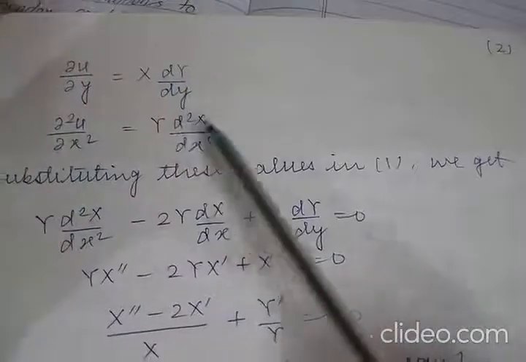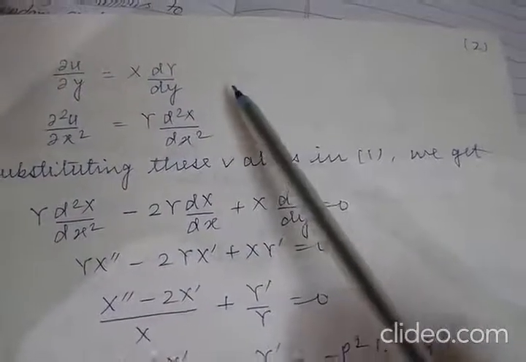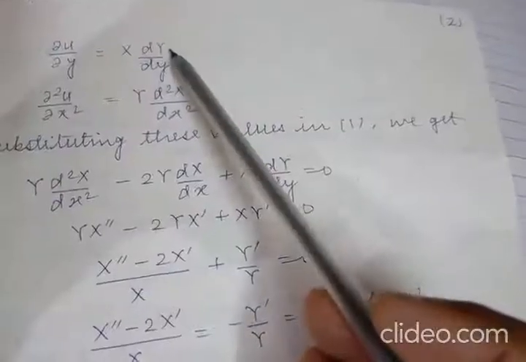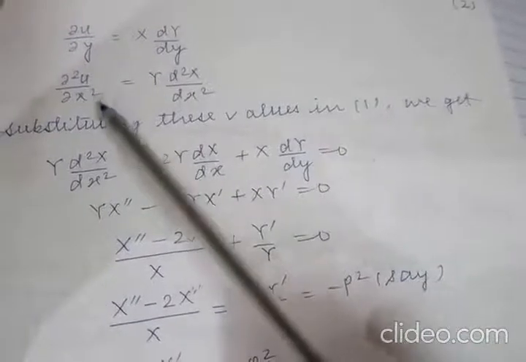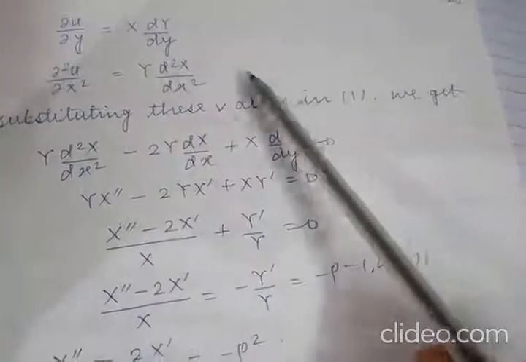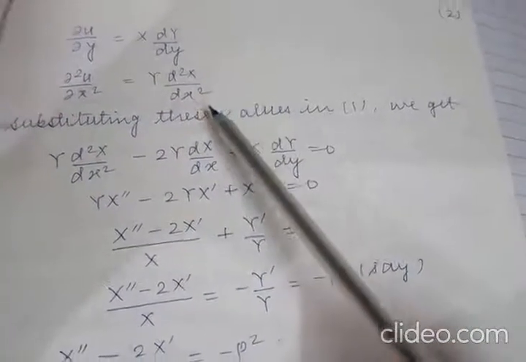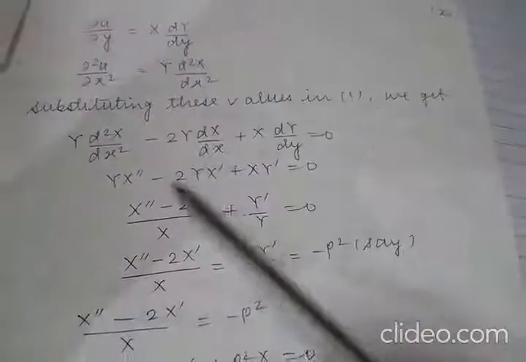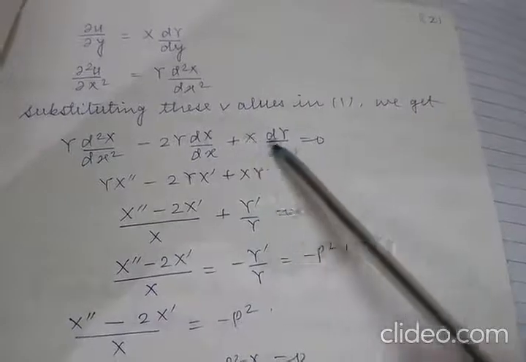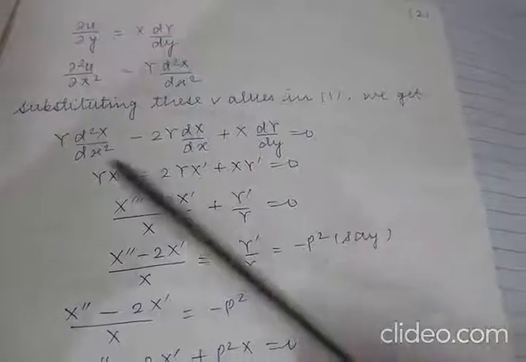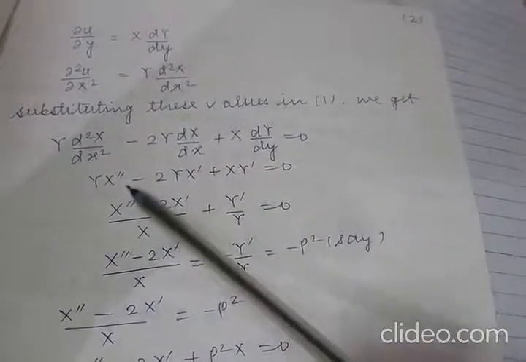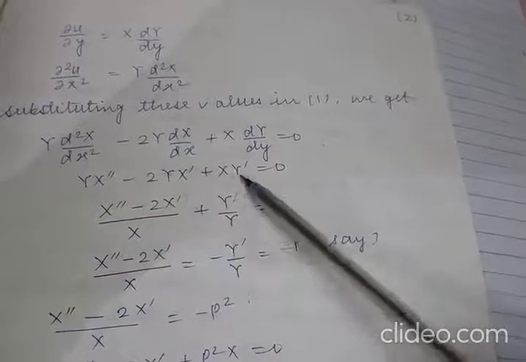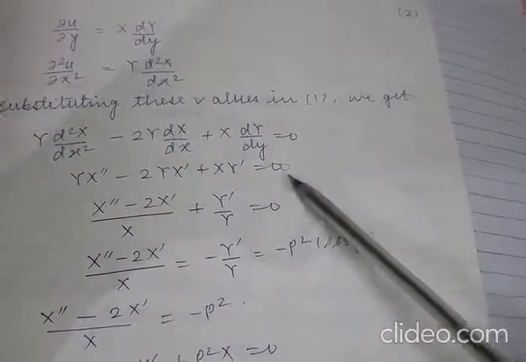Here del u upon del y is equal to X times dY by dy. Here this is a small y and this is the capital Y. Then del 2u upon del x square will be Y times del 2X upon del x square. Substituting these values in equation 1, we will obtain as usual this equation. Here we will put derivative in the notation form. Y X double dash minus 2Y X dash plus X Y dash is equal to 0.